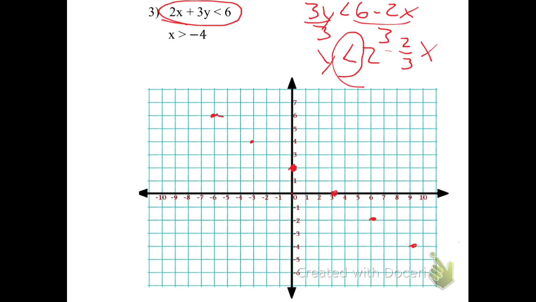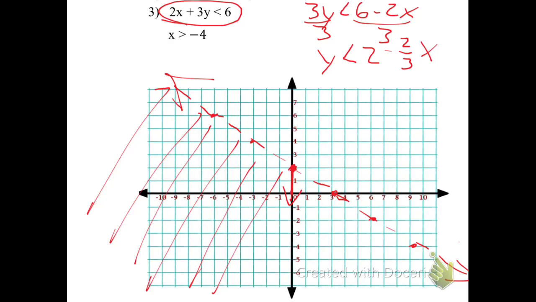Look at your inequality, it's strictly less than, so it's just going to be dashed. Whoops, I went off track there. Dashed line. Put some arrows on the end, and like I said, it's less than. So the y's that are less than are that direction. So shade this away. And that one's ready to go.